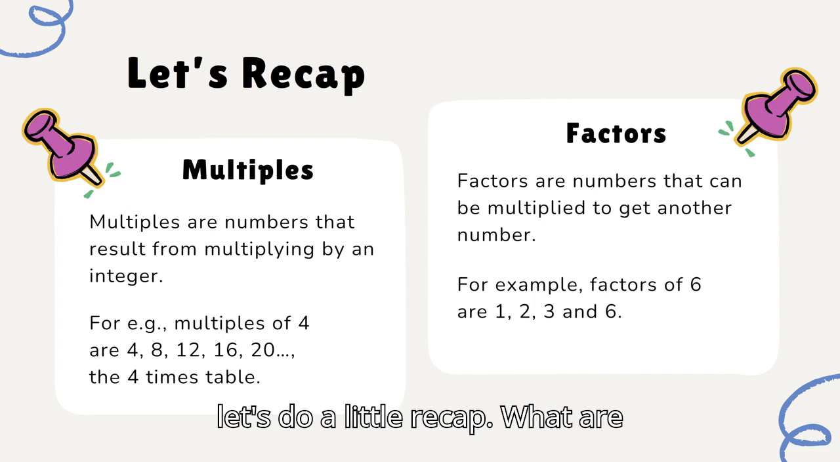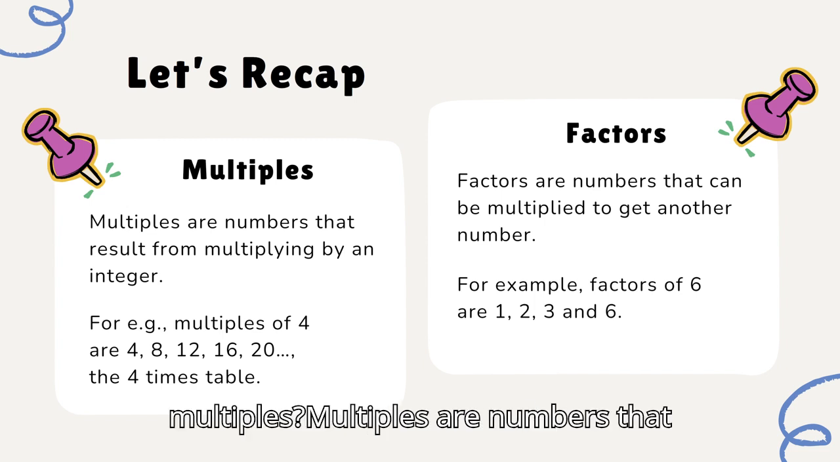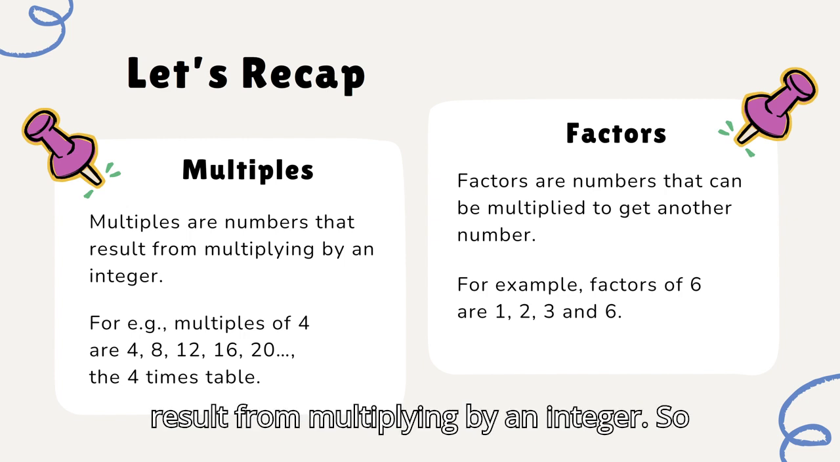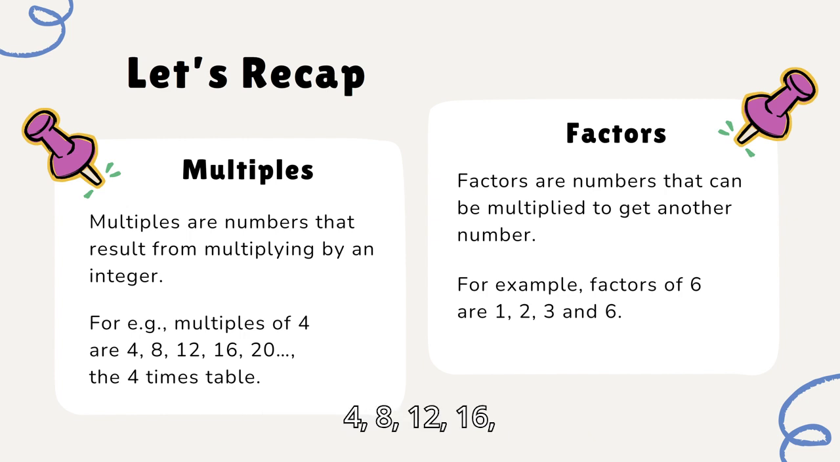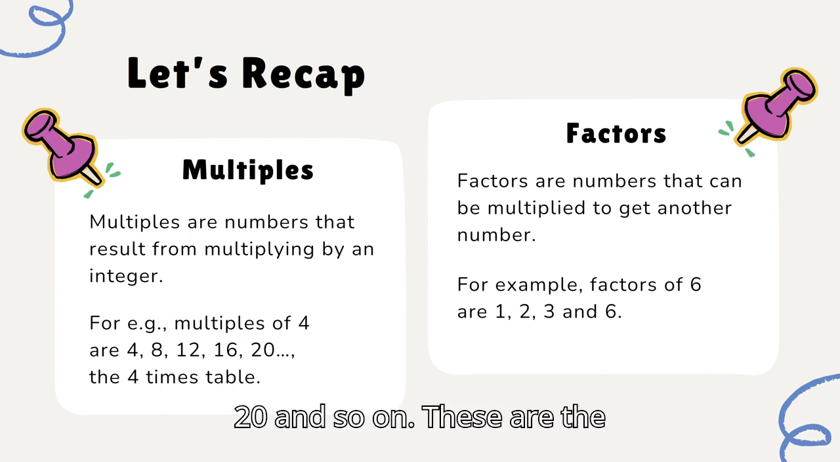So let's do a little recap. What are multiples? Multiples are numbers that result from multiplying by an integer. So for example, the multiples of 4 are 4, 8, 12, 16, 20, and so on. These are the 4 times table.